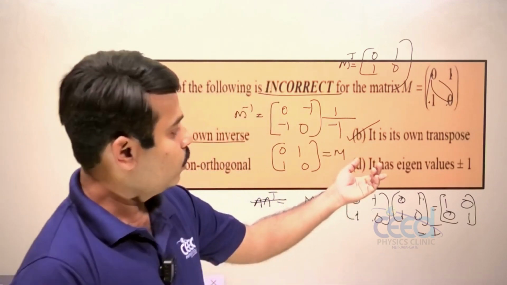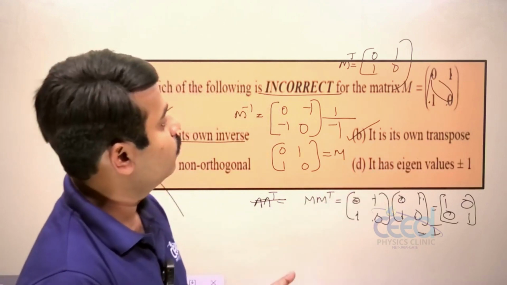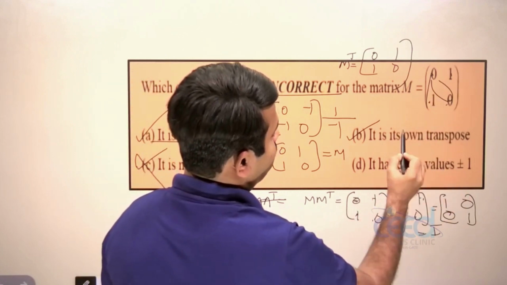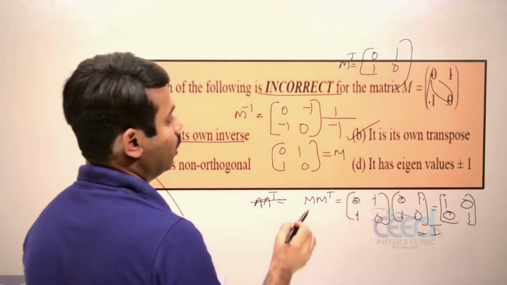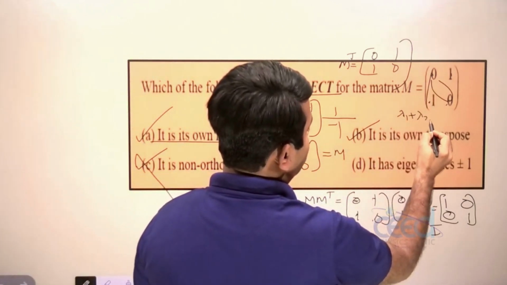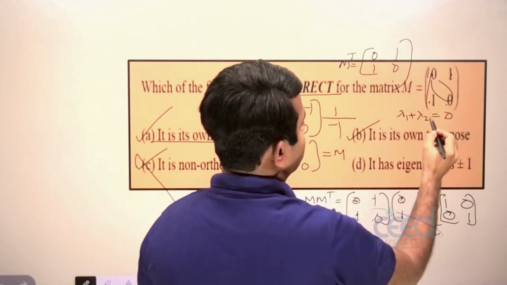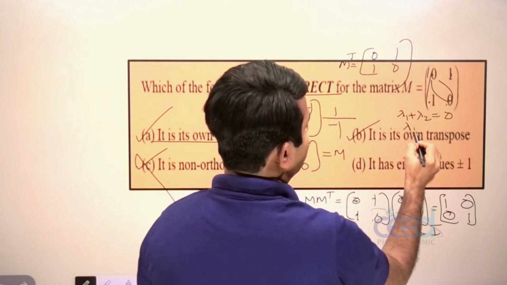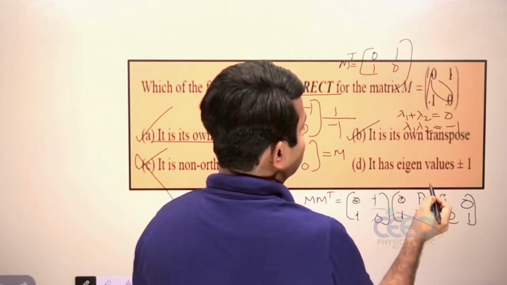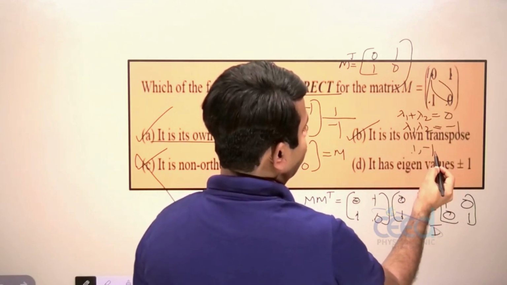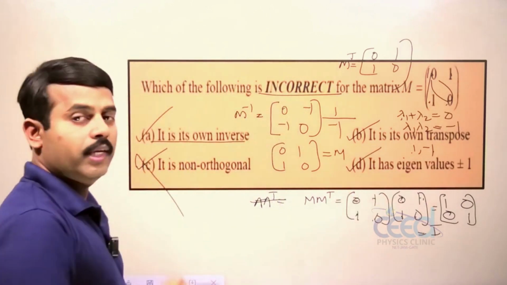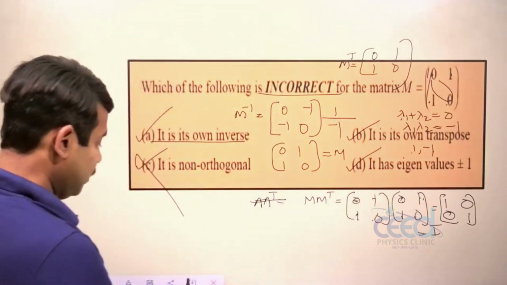Here you can also check the eigenvalues. The eigenvalues are plus or minus 1, which we can also find. How do we find them? The sum, lambda 1 plus lambda 2, is equal to the trace of this matrix, that is 0. The product of the eigenvalues should be equal to the determinant of this matrix, which is 0 minus 1, that is minus 1. So 1 times minus 1 is minus 1, and 1 plus minus 1 is 0. So this is also correct. So this is the only wrong one, alright.